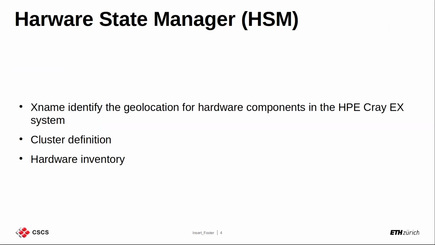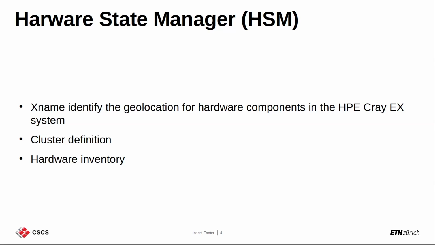So for the hardware state management, I mentioned xnames before. An xname starts with X, and the main goal is to identify the location of specific hardware components inside Alps. So the xname can go as far as defining a specific GPU on a compute node or a DIMM, or a chassis, liquid system, compute nodes, management nodes, etc.